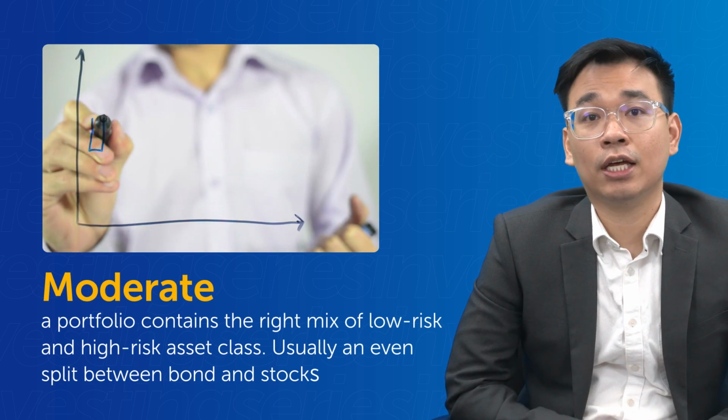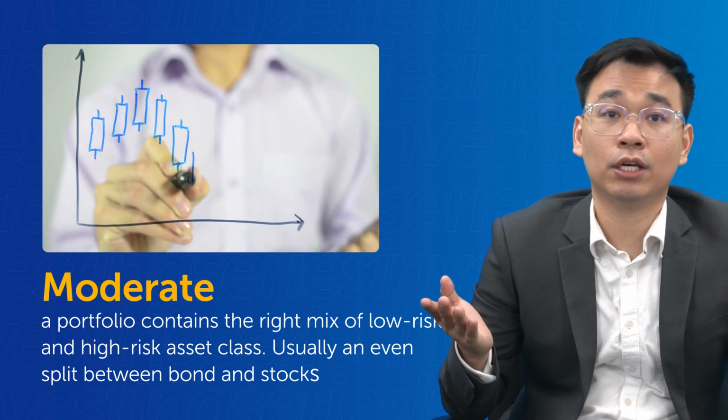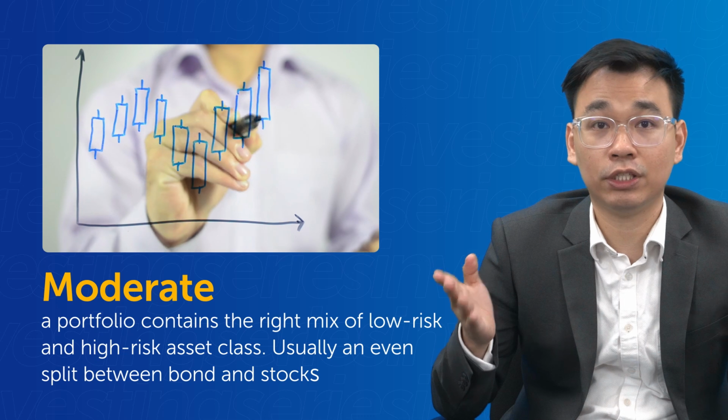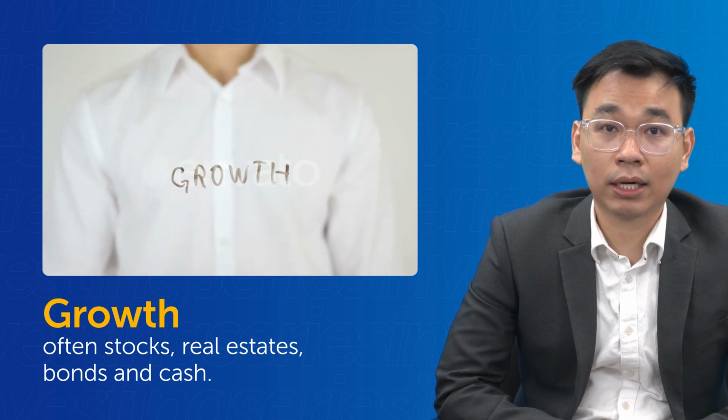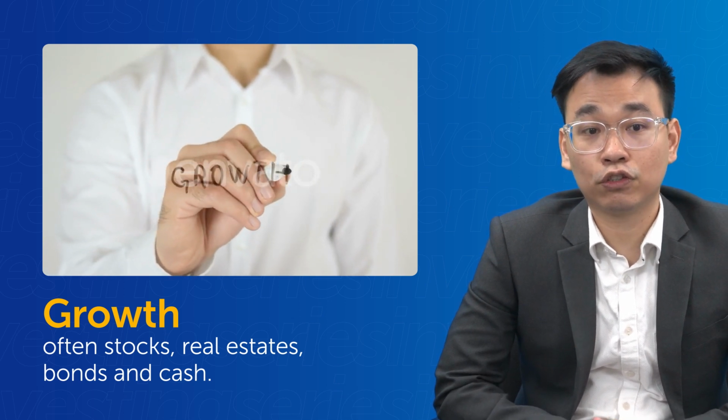As for the moderate investors, which is the third kind of investors, their portfolio usually consists of the right mix of low risk and high risk asset, which means that there's usually an even split between the bond market and the stock market within this portfolio. Last but not least, the growth investors. Now, for growth investors, their portfolio usually focus on the stock market with a bit of the bond market within it. The reason being is to basically mitigate the downside risks of the stock market.